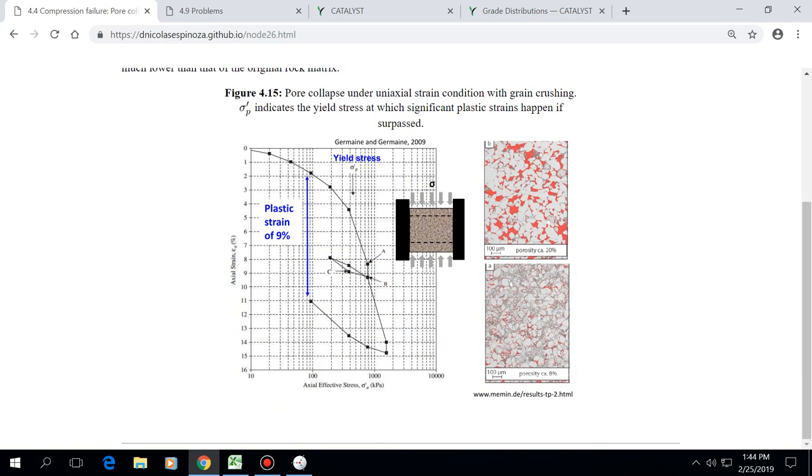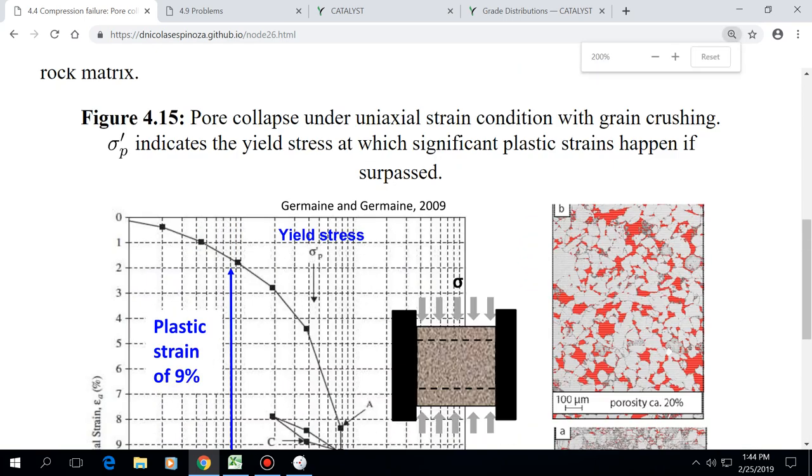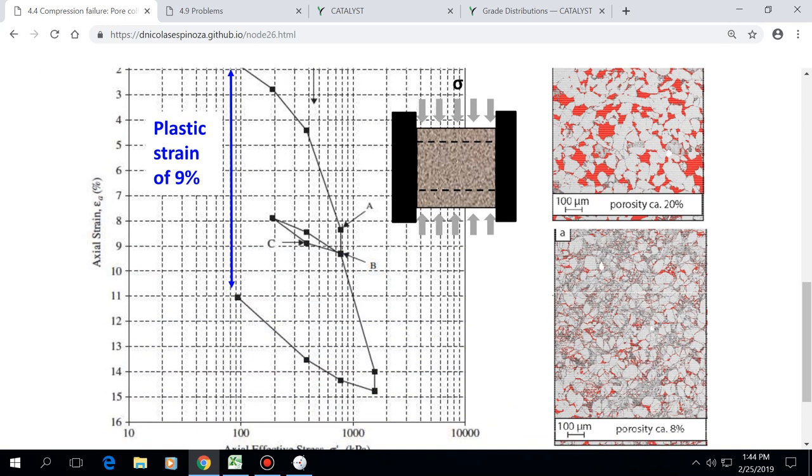In compression failure, usually we do not develop clear fractures, but rather the rock fails in compression because the normal stresses are so high that at some point you start to crush the grains in the rock, and what was porosity before now gets occupied by crushed grains. Your porosity is going to be much lower, and your permeability is going to be much lower too.